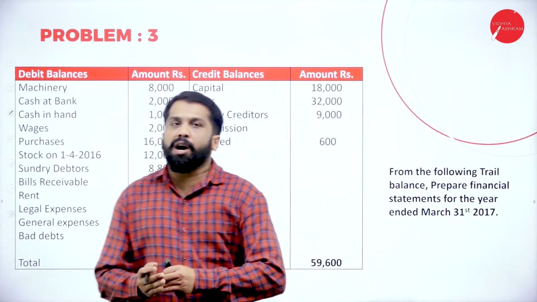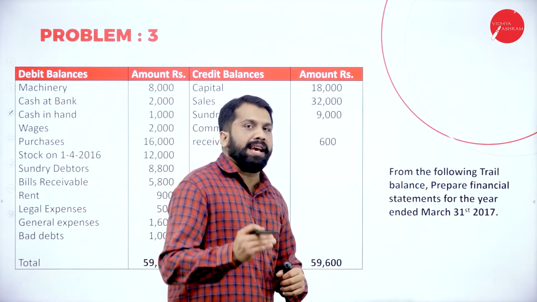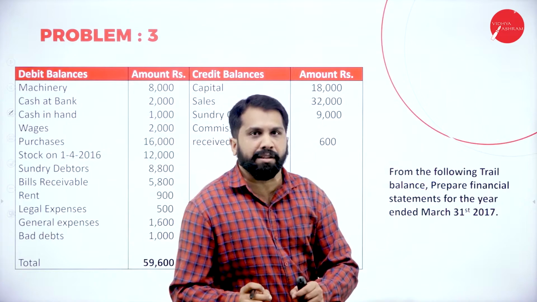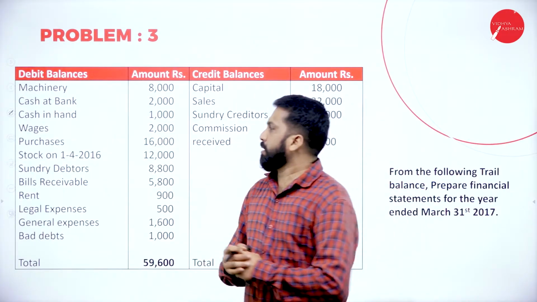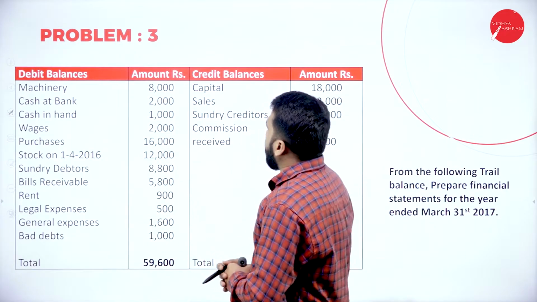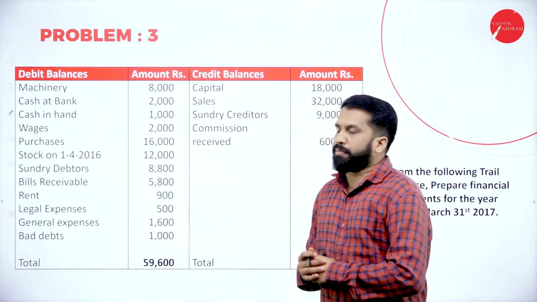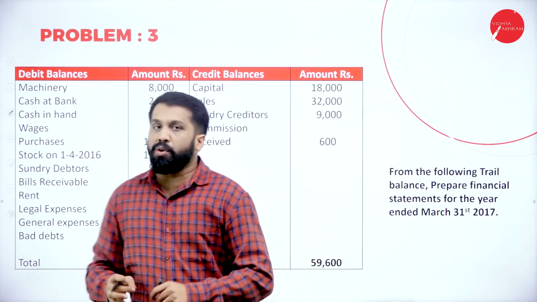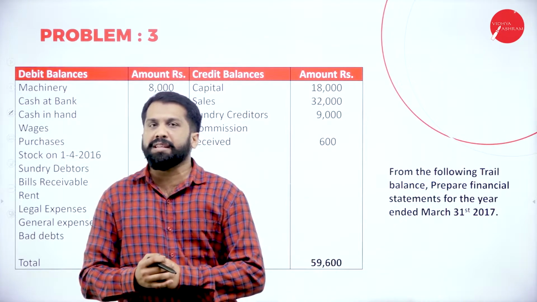Like how we used to do, we consider trading account first. Later we'll come for profit and loss account, and finally we go for your balance sheet. Now, debit balance and credit balance, and we have amount column. First we'll consider only trading related items. Only trading things we will consider.